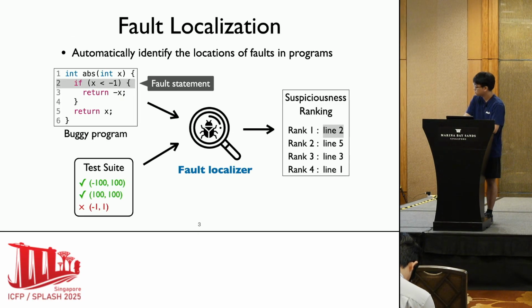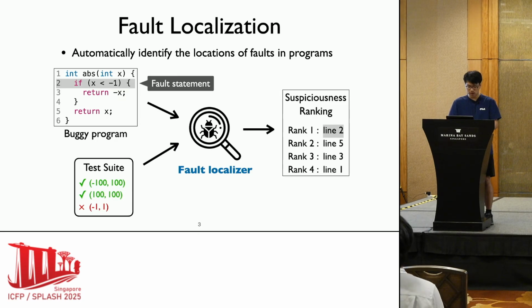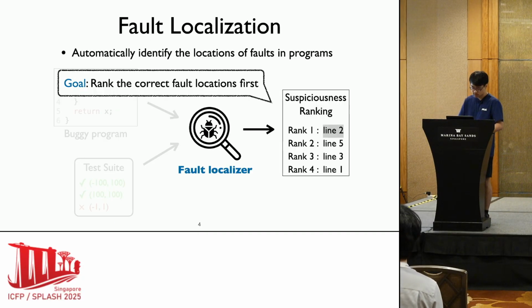So this is where fault localization comes in. It is a technique that automatically identifies fault locations to assist developers in debugging. Given a buggy program containing a faulty statement and a test suite with failing and passing test cases, a fault localizer ranks the statements by how suspicious they are and provides the ranking to developers. The goal of fault localization is to place the correct fault location at a higher rank to reduce debugging effort.